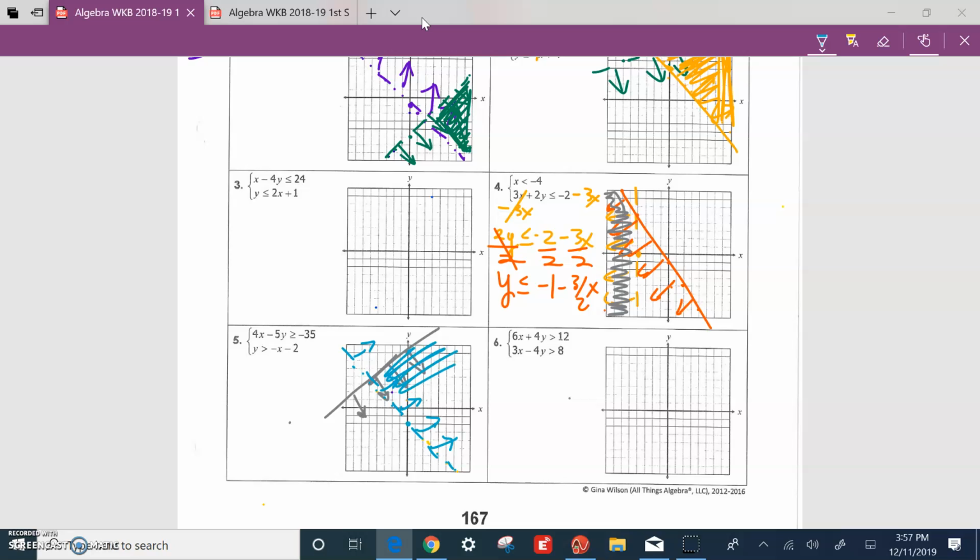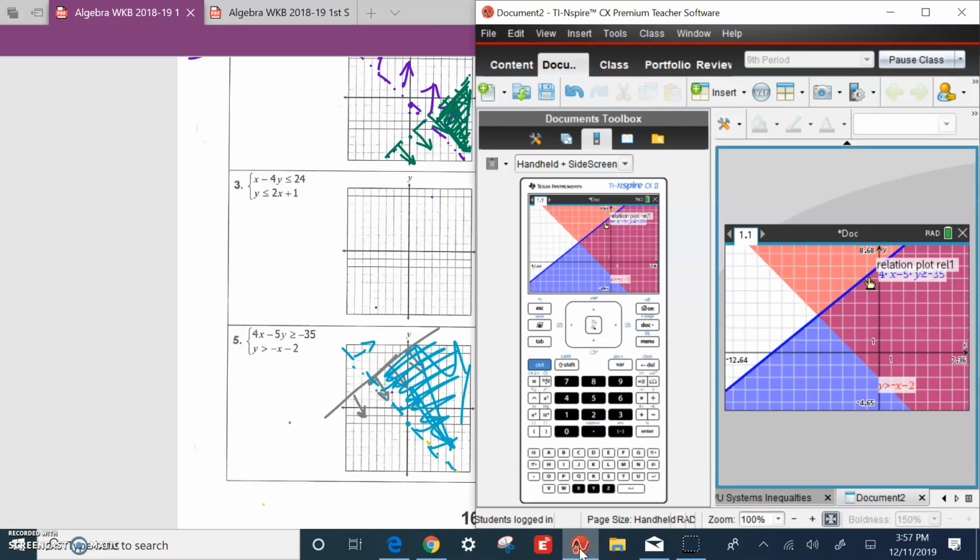So this is where they overlap. So this is where we would shade. And you can tell that from our calculator too. It gets a little darker right there.